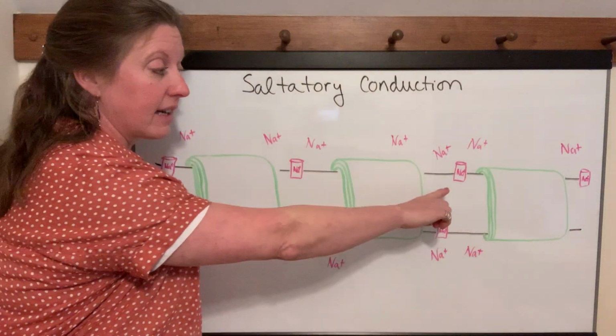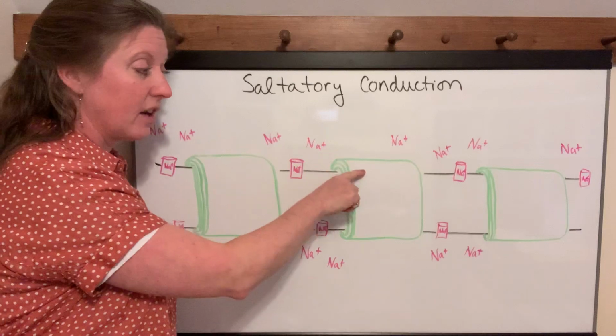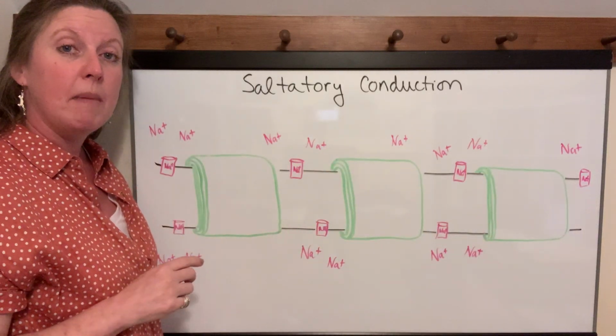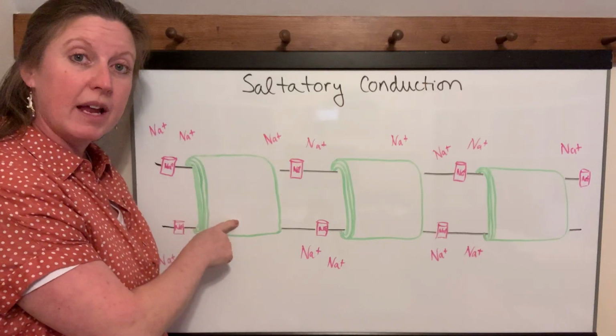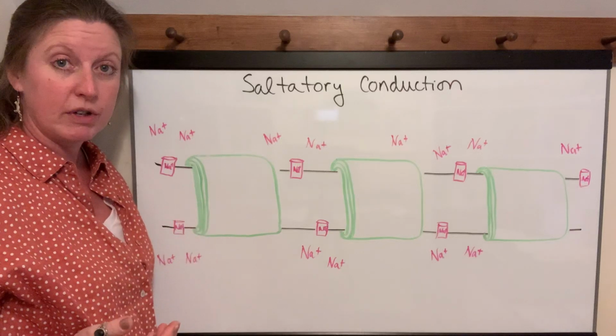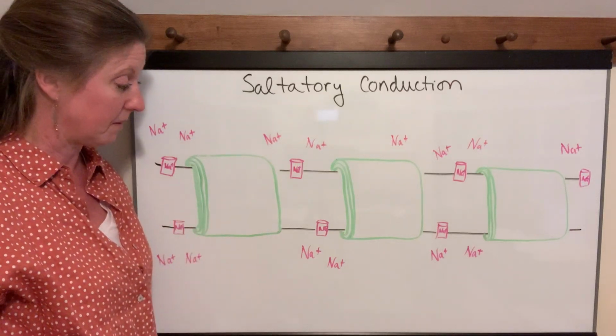So I've drawn an axon here, and around the axon you see places that have been wrapped in myelin. Recall that myelin, the myelin sheath, is produced by either Schwann cells or oligodendrocytes, depending on whether you're in the peripheral or the central nervous system.